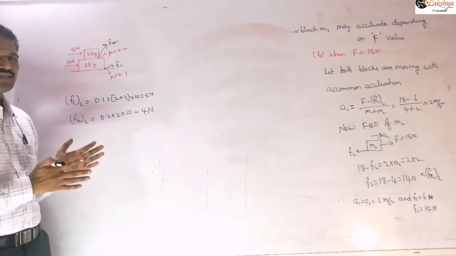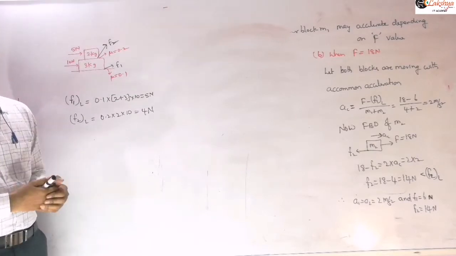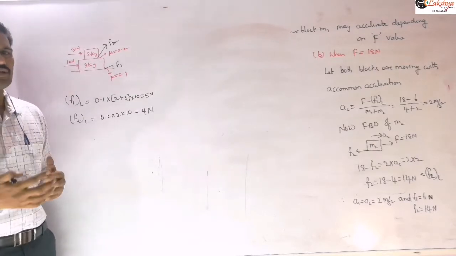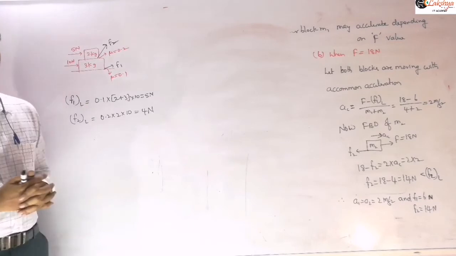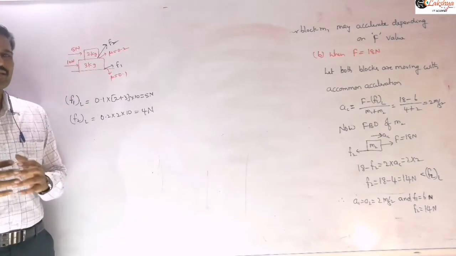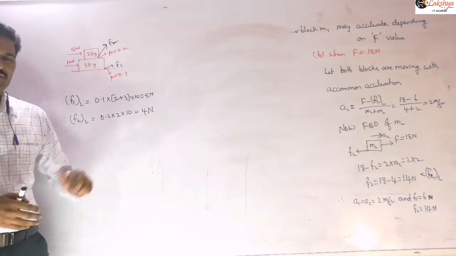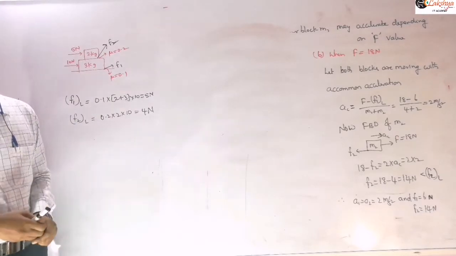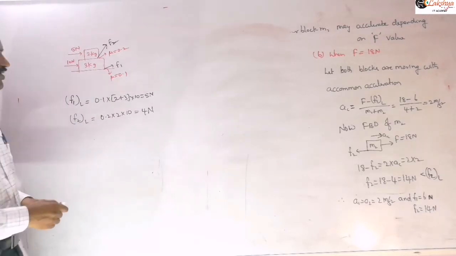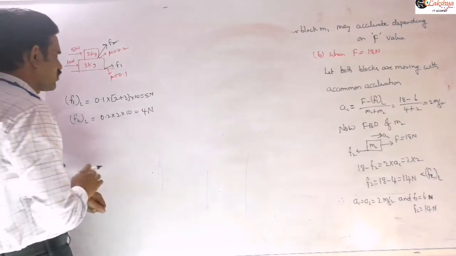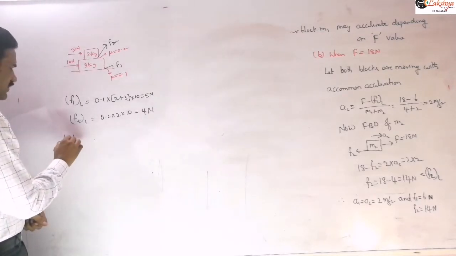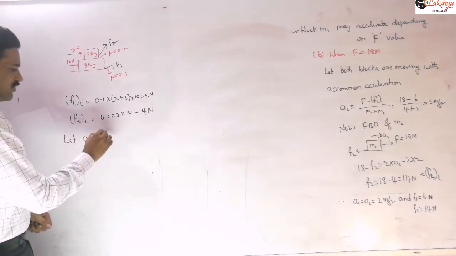So in this case also, in order to decide the accelerations of the blocks and to find the frictional force, you may consider that again the system is moving with common acceleration. So again our verification method we will follow here. Let us assume that they are moving with common acceleration. So let AC be the common acceleration.